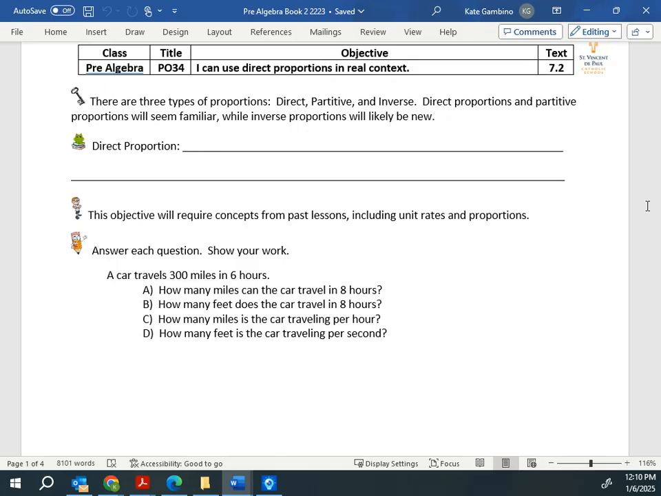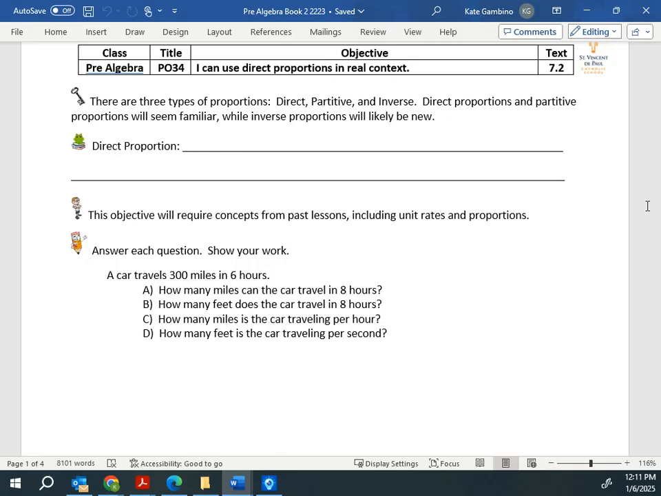So there are three different types of proportions. We're learning the first one today, direct. Then we'll have partitive and inverse. Some of us, when we do the direct proportions, think, oh, I know how to do this. This is what we've been doing. That's why it's a PO. We've had an idea. It's going to be a little bit easier for us. But then we're going to get into words that we don't know.